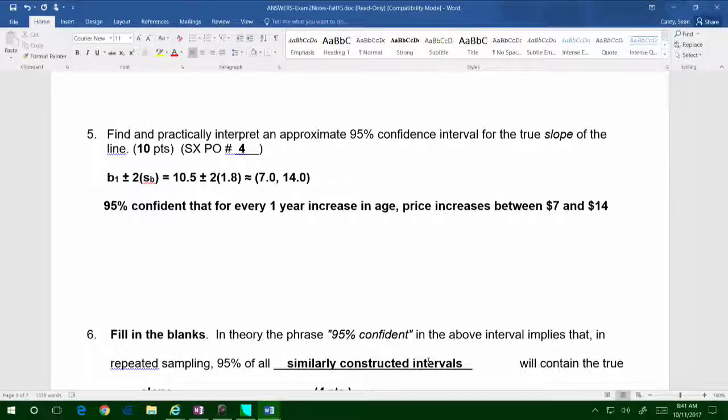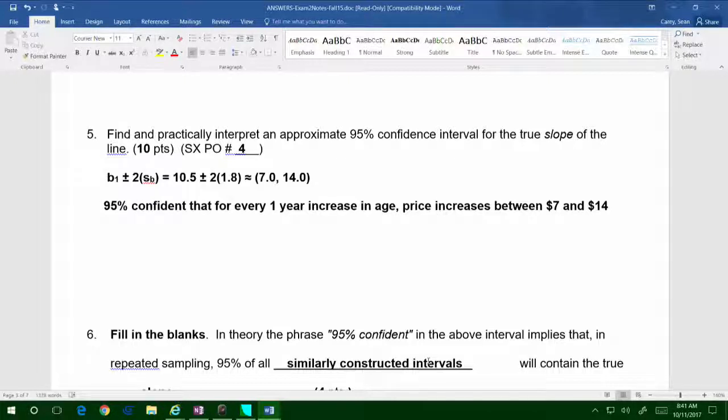Now, what do we need? Well, I gave you a formula for a confidence interval. You take the estimated beta, you add and subtract 2 times the standard error. I gave you that on the front of your exam. So you simply need to substitute in what the betas are. My slope is 10.5 and my standard error is 1.8. So if you do the math, you get a range from like 7 to 14. Look, if you make a math error here, don't worry. I'm not going to hold you responsible for that. Just show me your work. You're fine. So it's around 7 to 14.